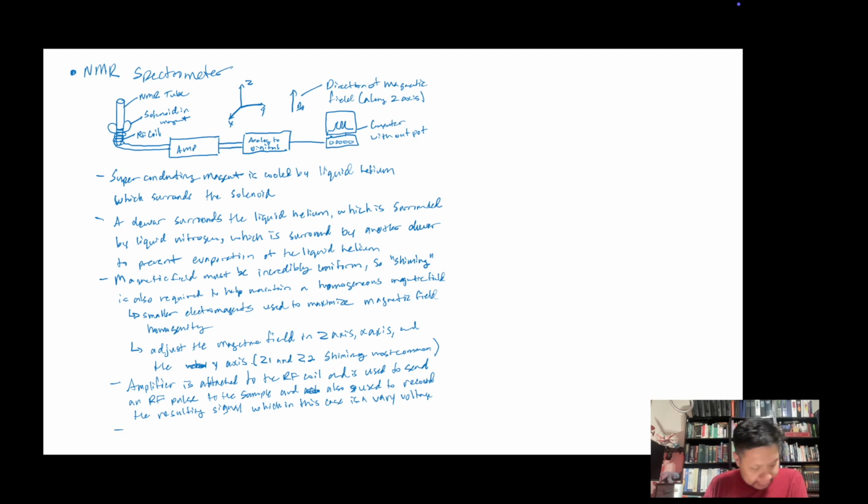And then the last part here, which is the same for every other instrument that we use, is that the signal is converted from analog to digital signal. The signal is converted from an analog to a digital signal, which can then be visualized on a computer screen.